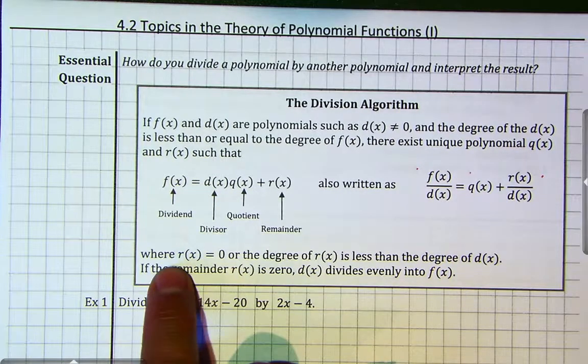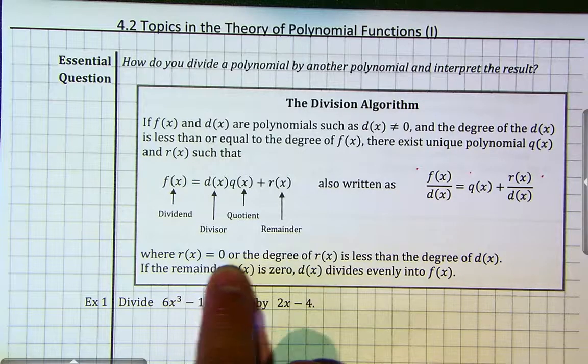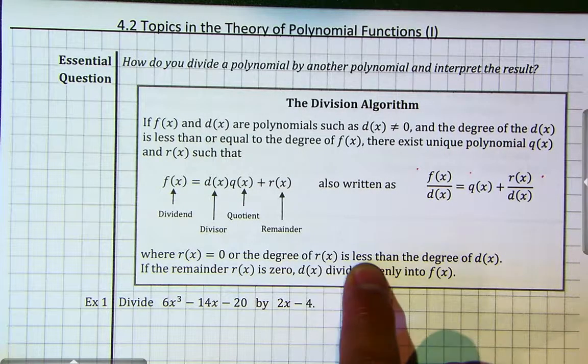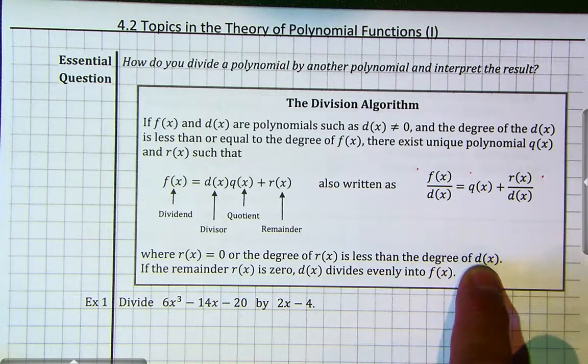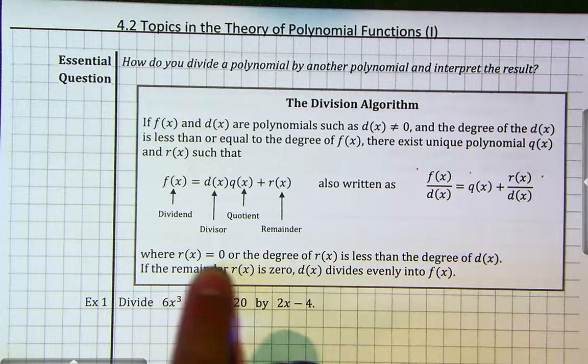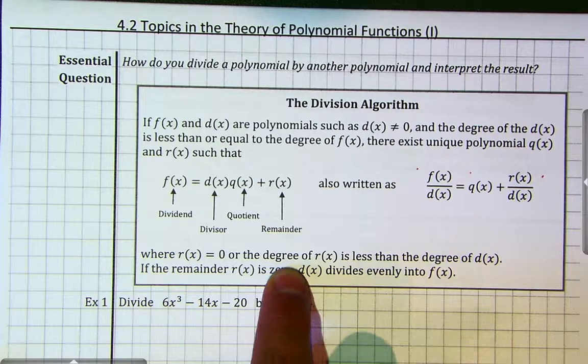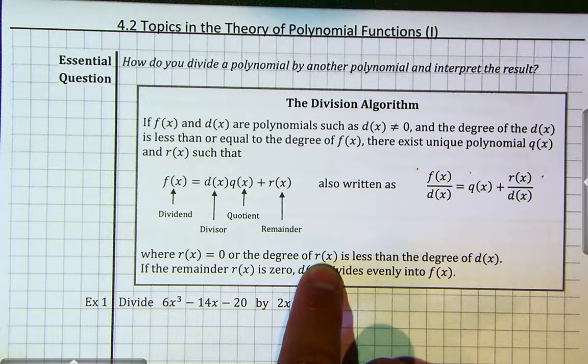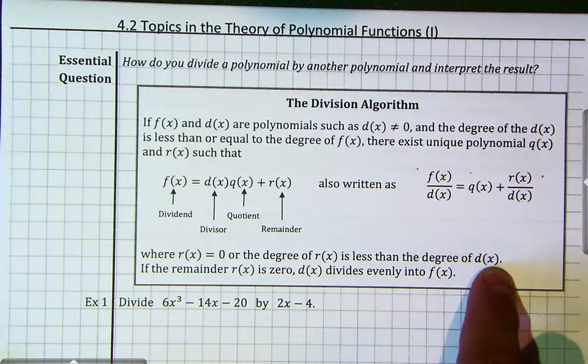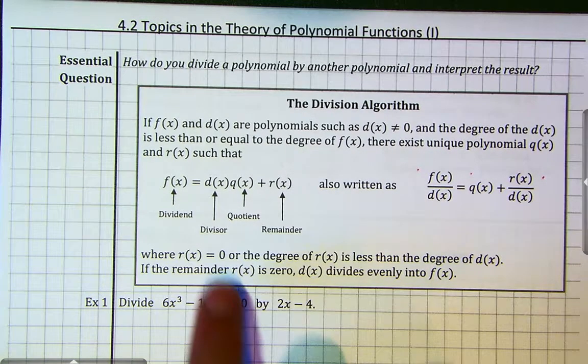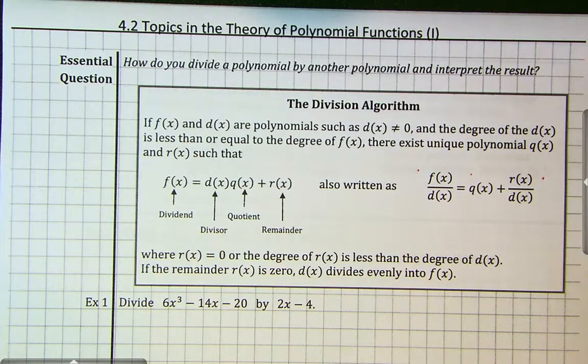Where r of x is equal to 0, or the degree of r of x is less than the degree of d of x. So therefore, you're going to stop the division when the remainder is 0, or the degree of the remainder is less than the degree of the divisor. And we'll go over this in example number 2.